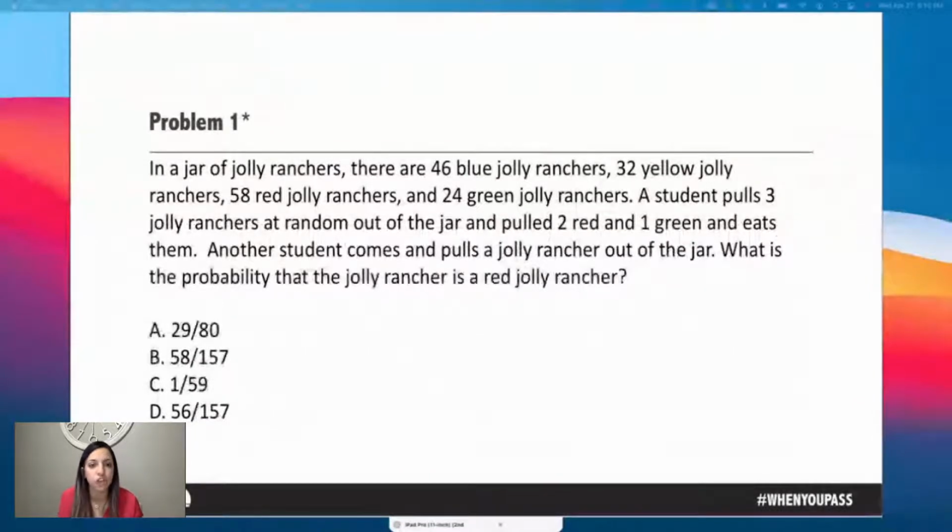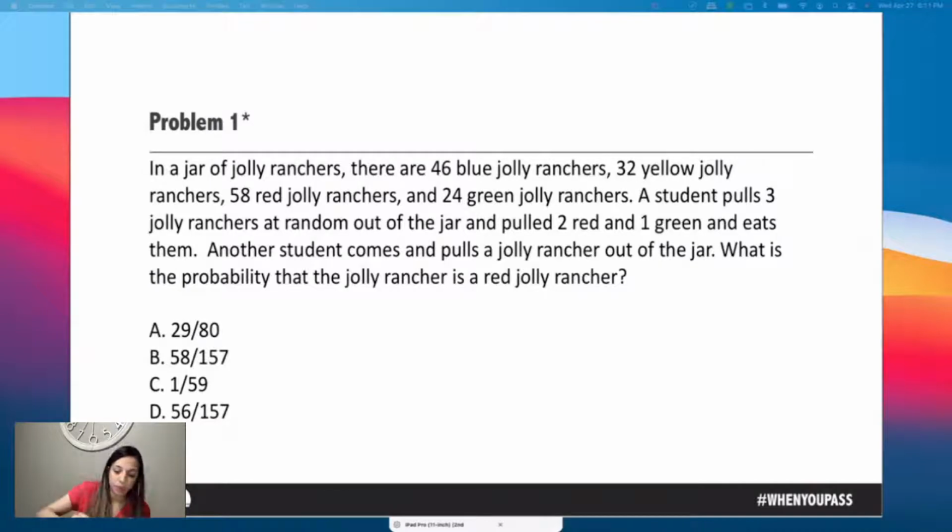In a jar of Jolly Ranchers, there are 46 blue Jolly Ranchers, 32 yellow Jolly Ranchers, 58 red Jolly Ranchers, and 24 green Jolly Ranchers. A student pulls 3 Jolly Ranchers at random out of the jar, pulling 2 red and 1 green, and eats them. Another student comes along and pulls a Jolly Rancher out of the jar. What is the probability that the Jolly Rancher is a red Jolly Rancher?